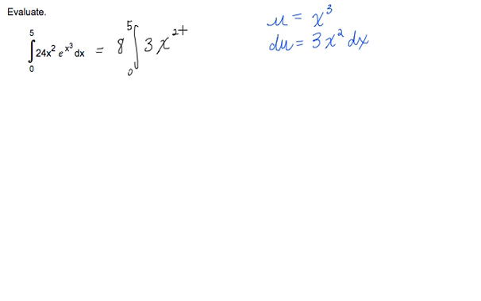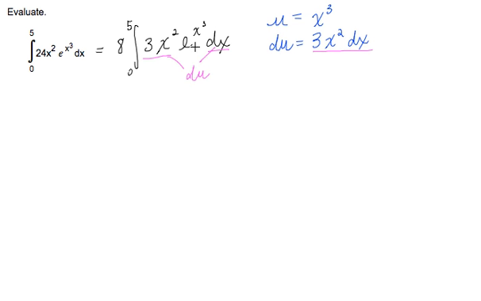So I'm just factoring that 24 out, because I think this makes it easier to write. So the 3x squared and the dx are all going to become du. And then we have e to the x cubed, so that will become e to the u.